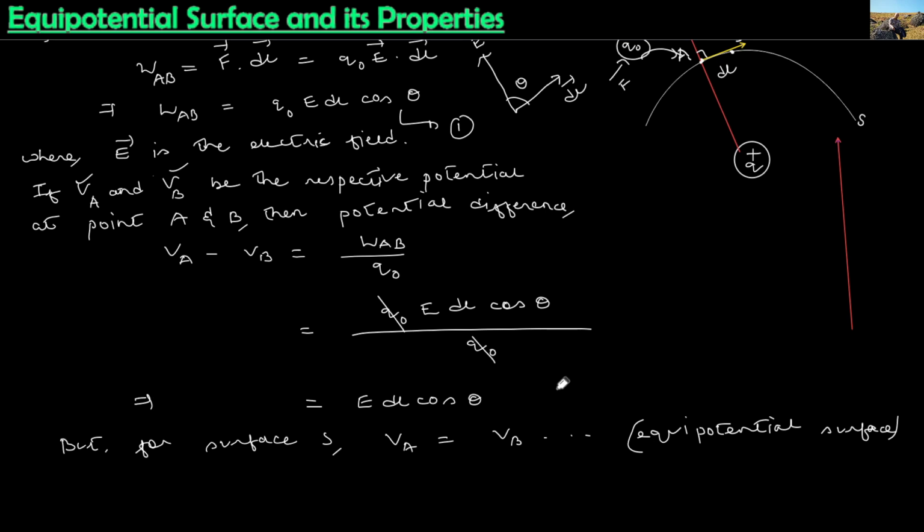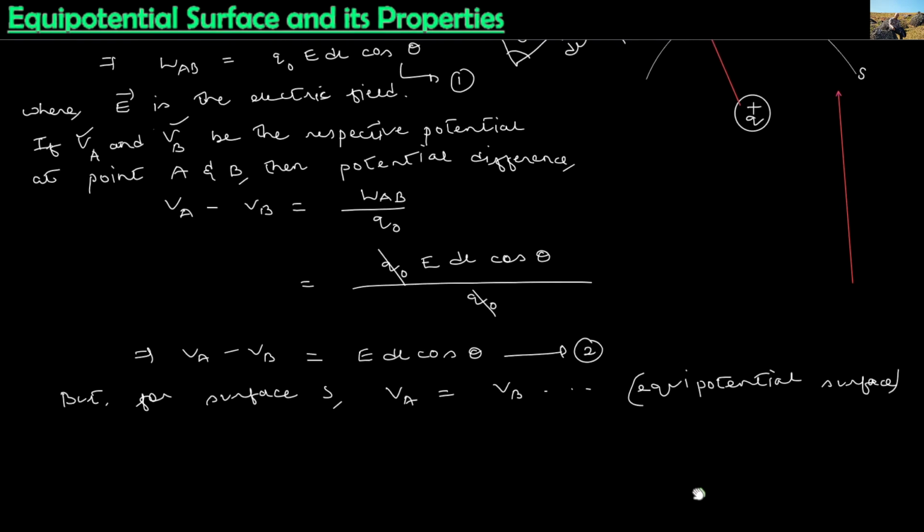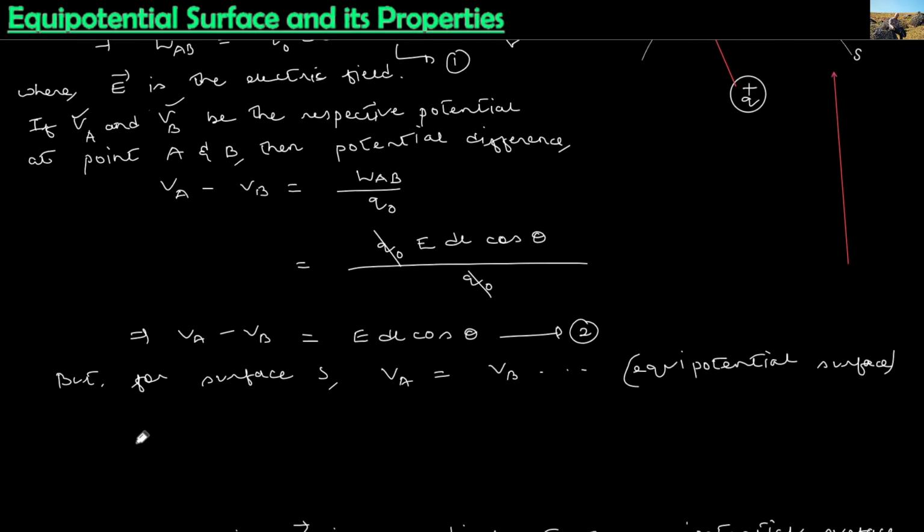Now, if I mark that as equation number 2, the left hand side of 2 will reduce to 0. So over here this will be equal to 0, and this will be equal to E dl cos of theta. Which means that the right hand side of this equation, the product E dot dl cos of theta, will be equal to 0.